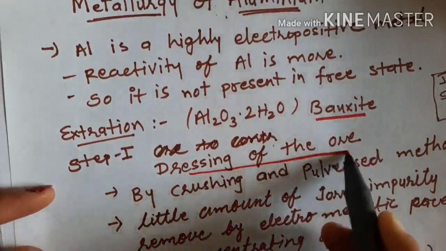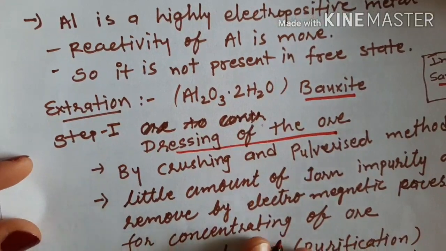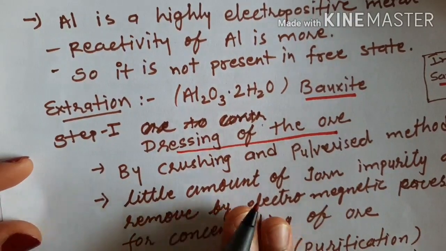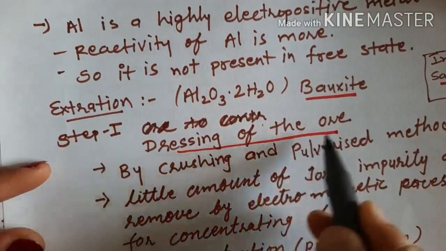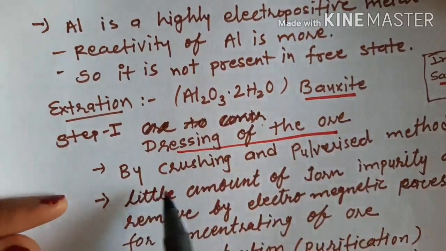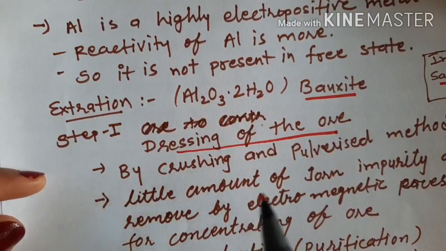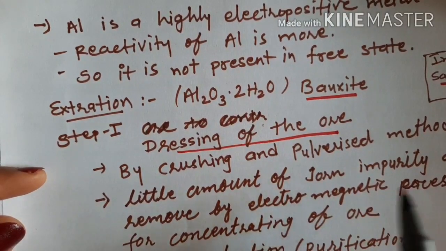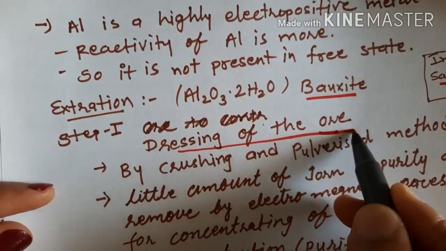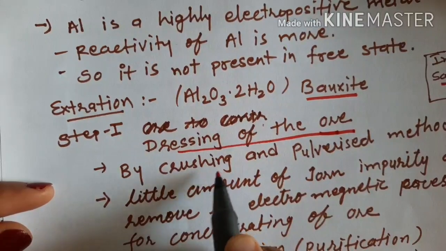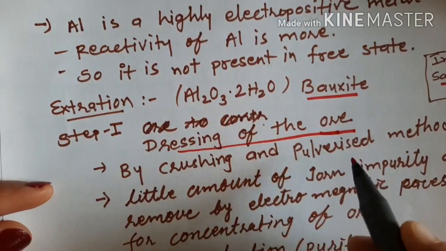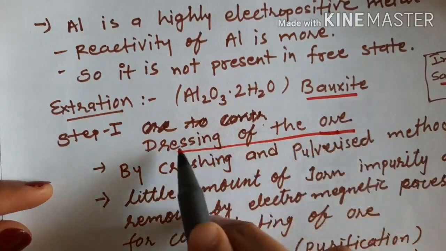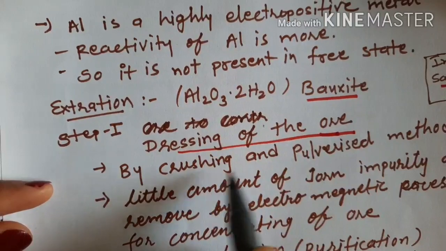So what is the first step? The first step is dressing of the ore. Concentrate here, after my explanation you can read from your textbook. Listen carefully. Step number 1, dressing of the ore. Dressing means what we learned: hand picking, grinding, crushing, pulverizing. We have bauxite ore; first we crush it and then pulverize it, which means we make it into powder form. So dressing is crushing and pulverizing.